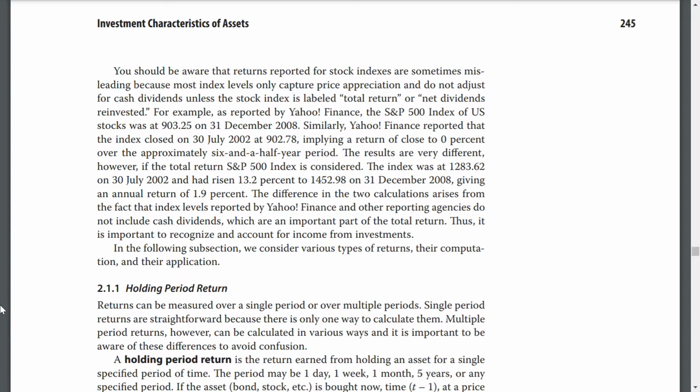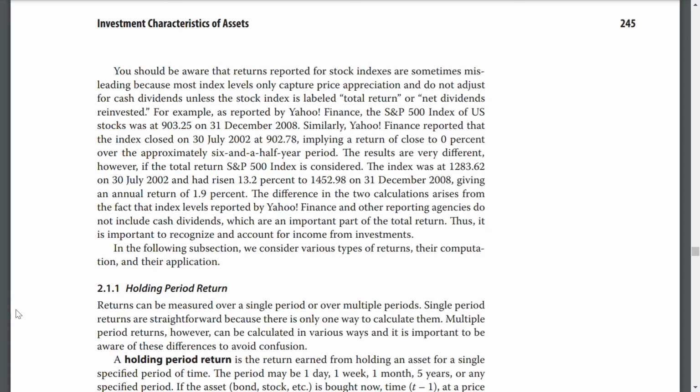For example, as reported by Yahoo Finance, the S&P 500, U.S. stocks, was 903 on the 31st of December 2008. Similarly, Yahoo Finance reported that the index closed on the 30th of January 2002 at 902, implying a return of close to 0% over the approximately 6.5 year period.